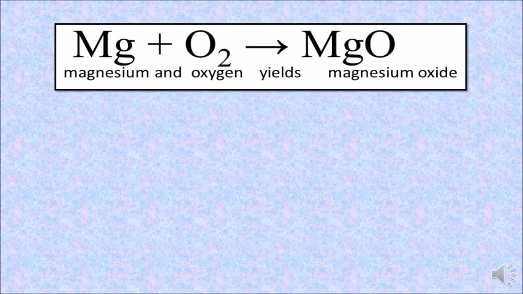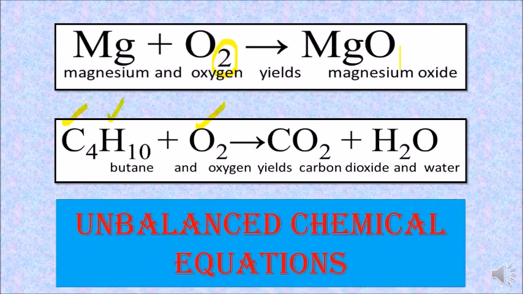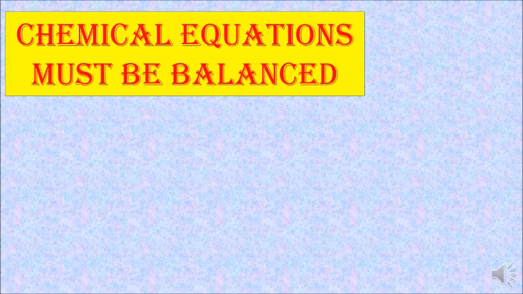In this reaction, as you can see, though the number of magnesium atoms is equal on both the reactant and the product side, the number of oxygen atoms is not equal. On the reactant side, 2 oxygen atoms are present, but on the product side, only 1 oxygen atom is present. Similarly, in the second reaction also, the atoms present are carbon, oxygen and hydrogen, but their numbers are different on both the reactant and the product side. Such types of equations are called unbalanced chemical equations.